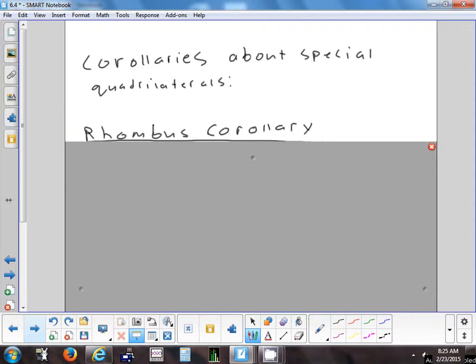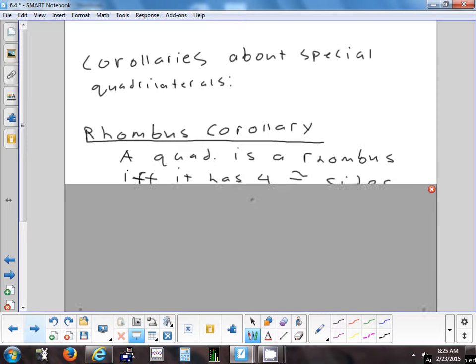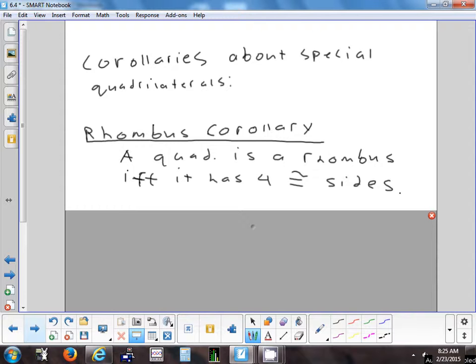Remember, a corollary is kind of like a theorem, except it's almost too simple to deserve to be called a theorem. There's another theorem that's too similar to this one I'm about to write, so we call what I'm about to put here a corollary. A quadrilateral is a rhombus if and only if it has four congruent sides.